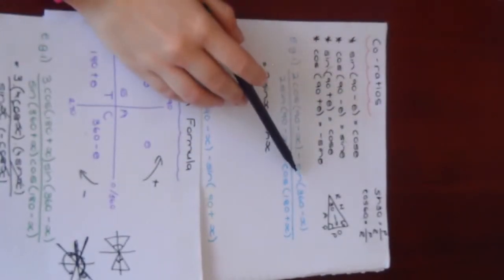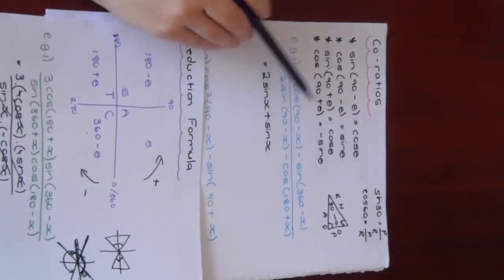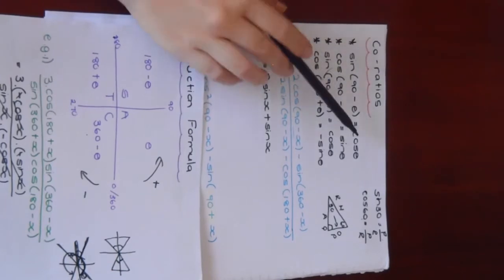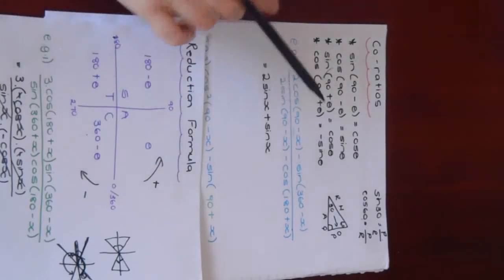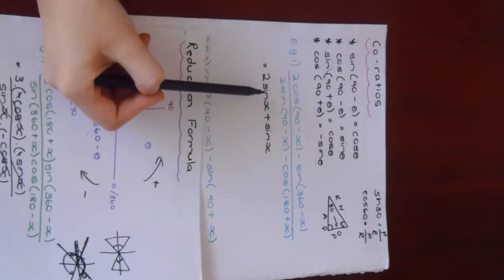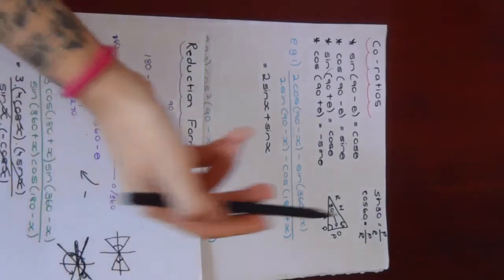Remember with these ones, it doesn't change. So sine won't change to cos. With co-ratios, they change. So for example, this was cos. Now we change it to sine based on what they've given us. So it's a bit different. With this one, it actually changes. With this, it's just the sine.